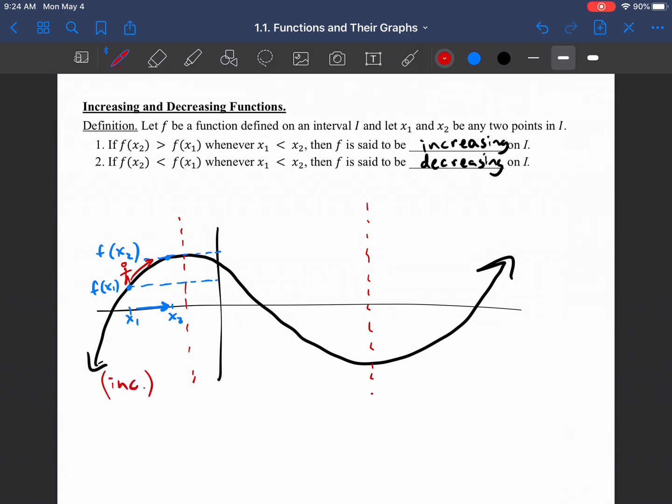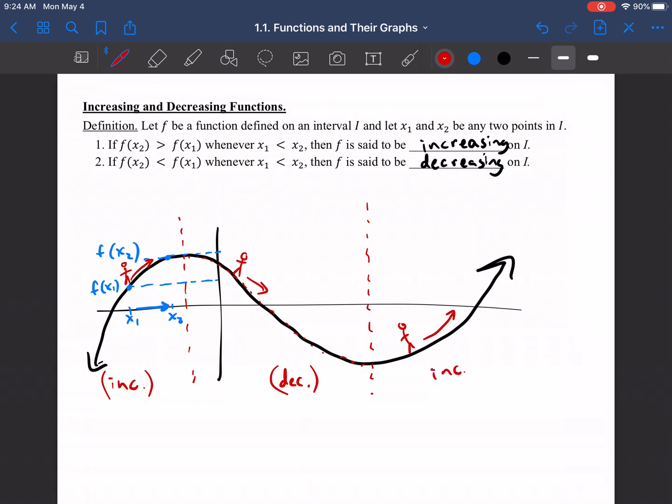On this interval over here, if I was walking left to right again, I'd be going downhill. So this interval is decreasing. And I'd be walking downhill this whole time. All right, maybe steeper at some places, but I'd be going downhill the whole time. And then again over here, I'd be walking back uphill.